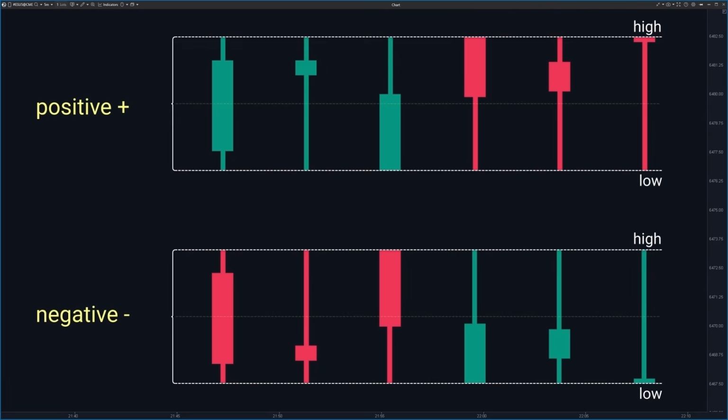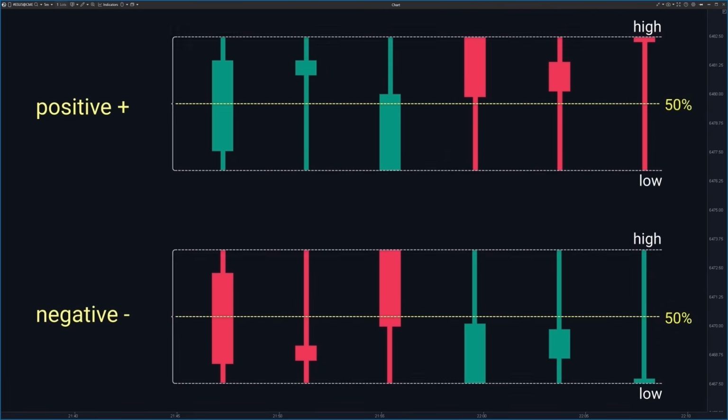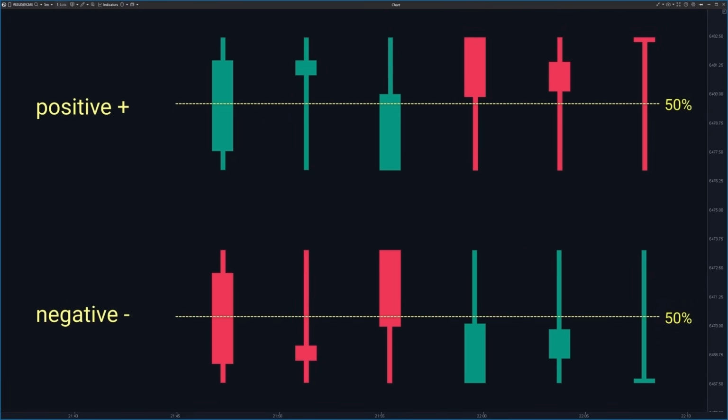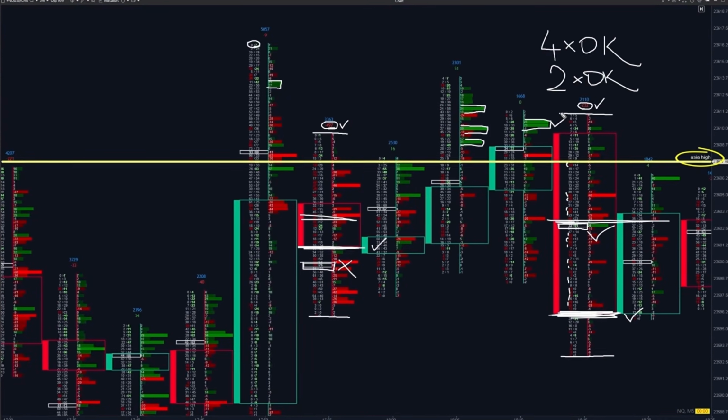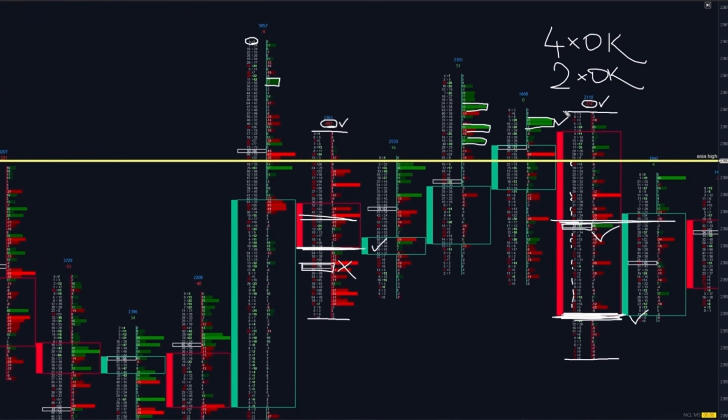Draw a line at 50% between high and low, and remember which way the candle is structured. Closing above 50%, positive candle regardless of color. Closing below 50%, negative candle, even if it's green. The closing price always tells the truth. But here's what's critically important. Never trade based on this condition alone.